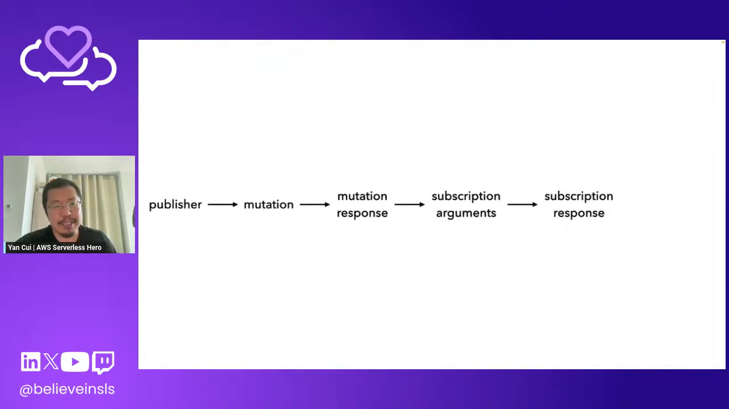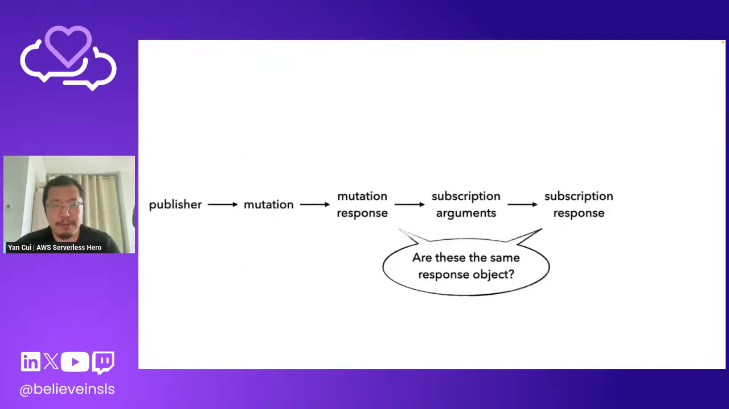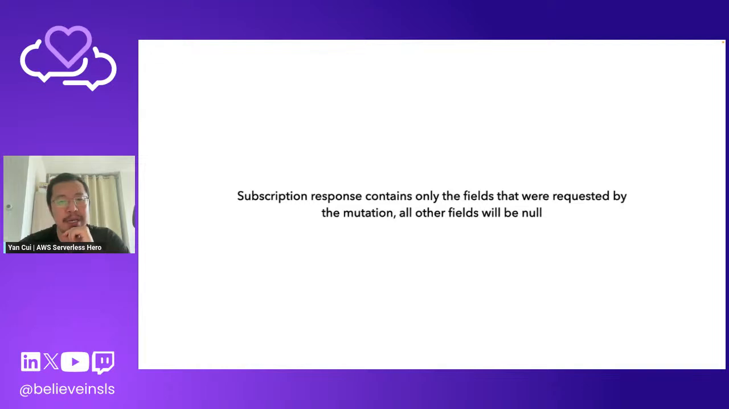And then the question is, are these the same response objects for both the mutation and the subscription response? The subscription response only contains the fields that were requested by the mutation. I guess this is one of the weird things about GraphQL in this particular case: when I'm making the mutation, I, as a caller, can specify what fields I want to get back. Unfortunately, that dictates what fields are then sent out to the subscriptions.